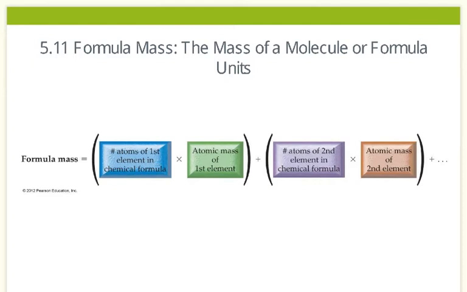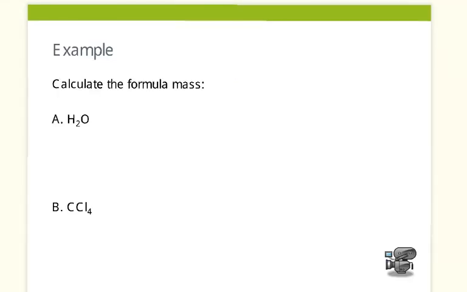Okay, so we have this equation that formula mass is the number of atoms of the first element in the chemical formula times its atomic mass, right? Plus the number of the atoms in the second element in the formula times its atomic mass. And this continues on depending on how many elements we have in a compound, okay? Okay, so let's do an example to see if we learned what formula mass is.